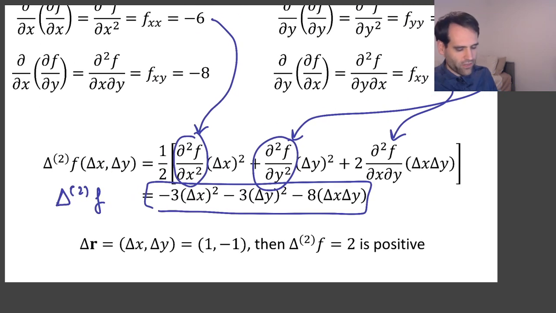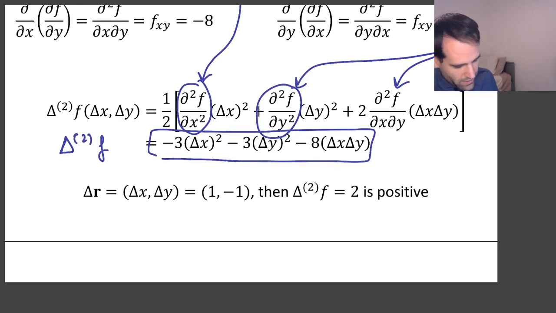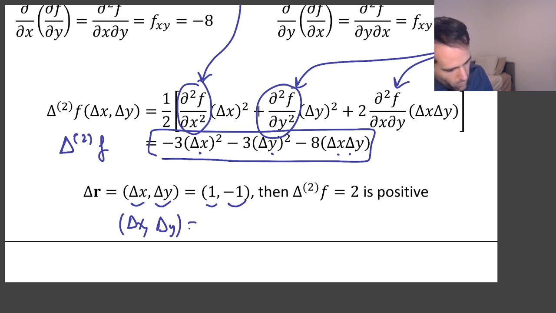And you can see that this second order correction depends on delta x and delta y. Now look at this. If I choose delta x equals 1 and delta y equals minus 1, you substitute delta x and delta y, and you find that the second order correction equals 2. It is positive.